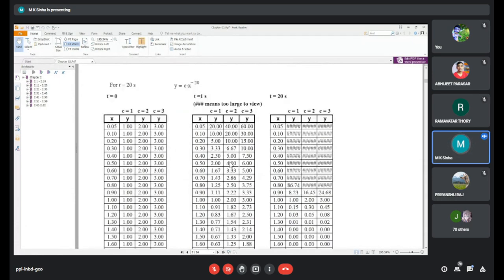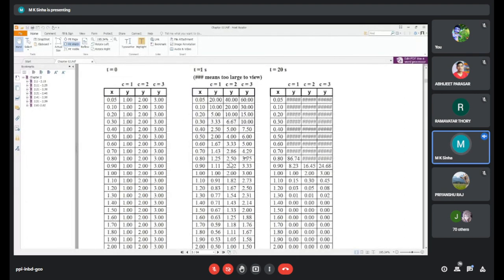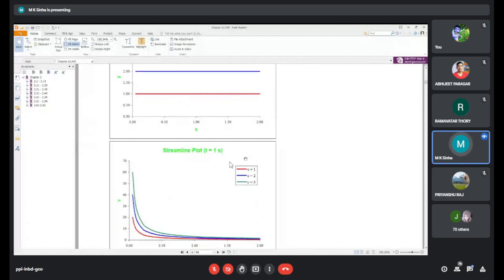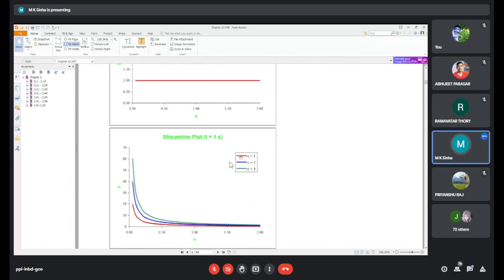Why? Because y equal to c. This is y equal to c. The second equation is y equal to c times x to the power minus b/a, meaning c equals that. This is what it gives you for t equal to 1.